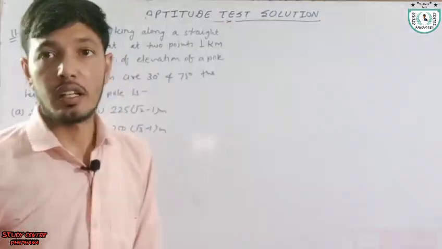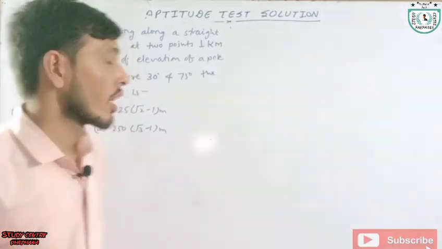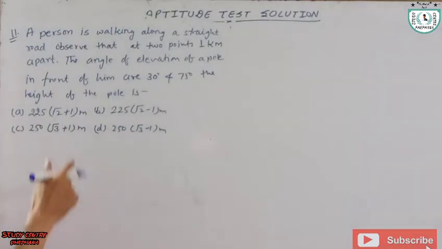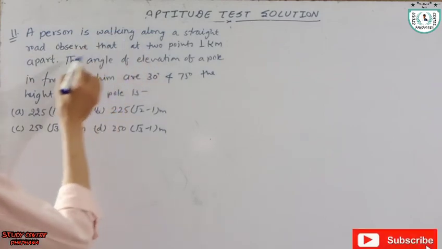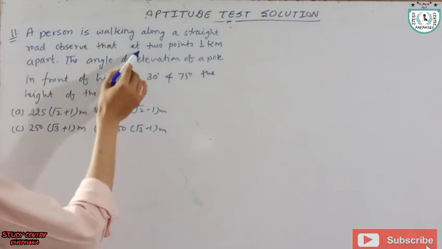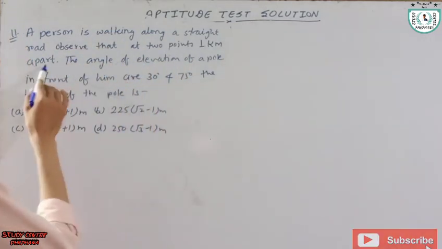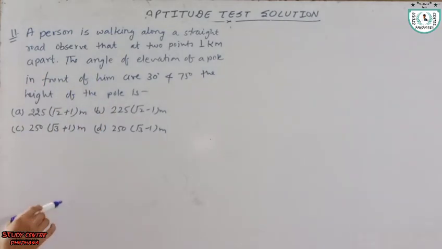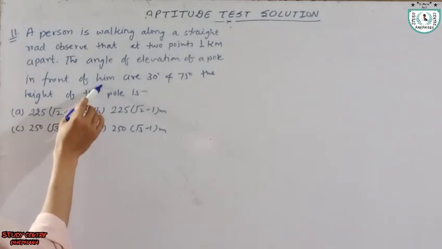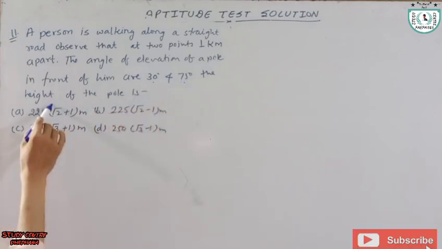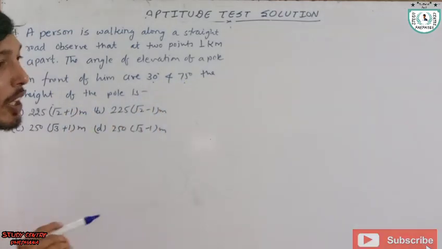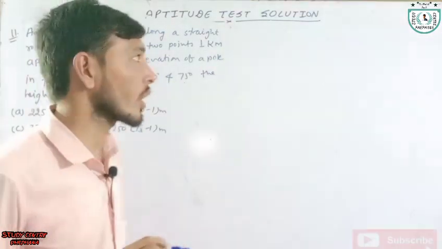Okay, now we have question number 11. In question number 11 we are given that a person is walking along a straight road. He observes that at 2 points 1 kilometer apart, the angles of elevation of a pole in front of him are 30 degrees and 75 degrees. We have to find the height of the pole.